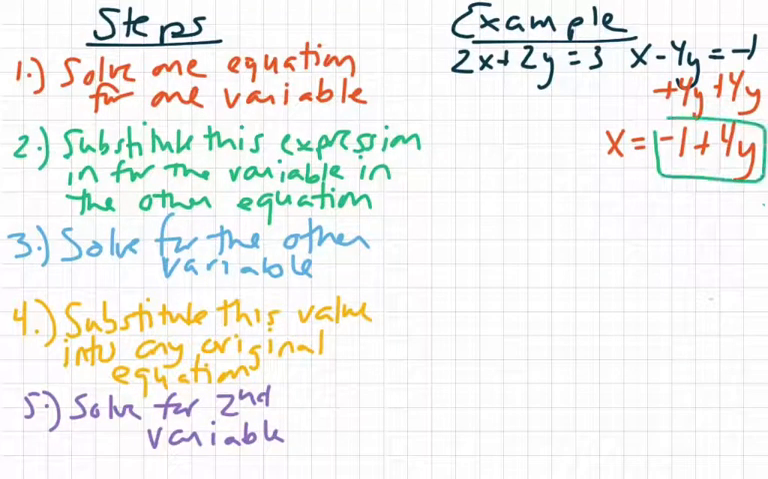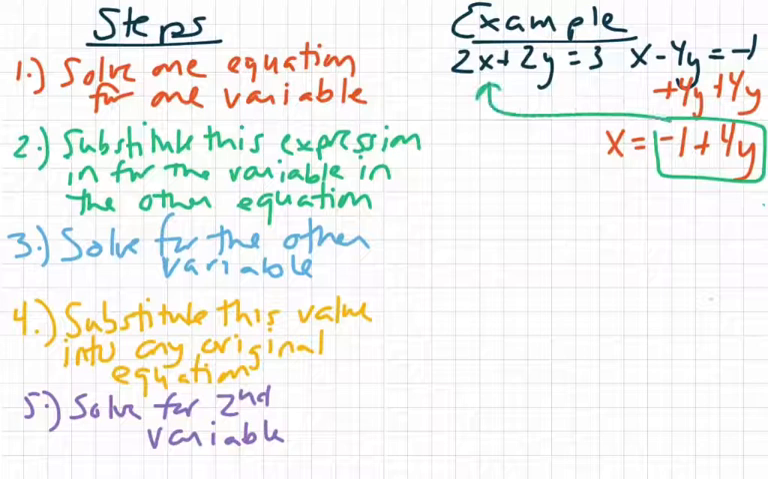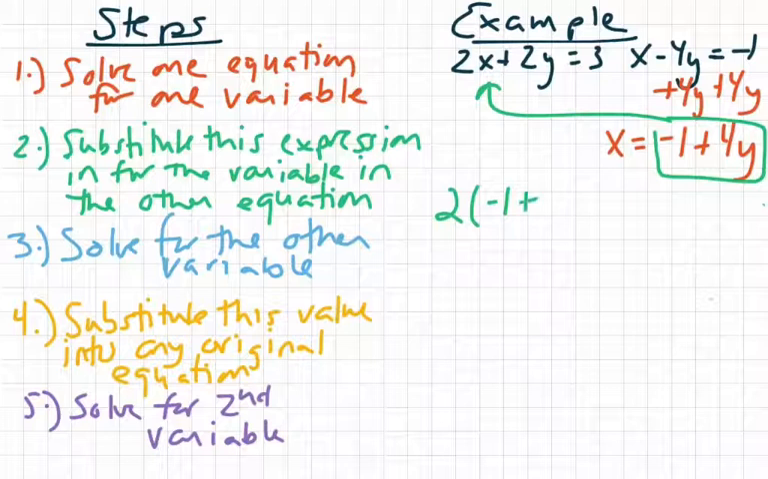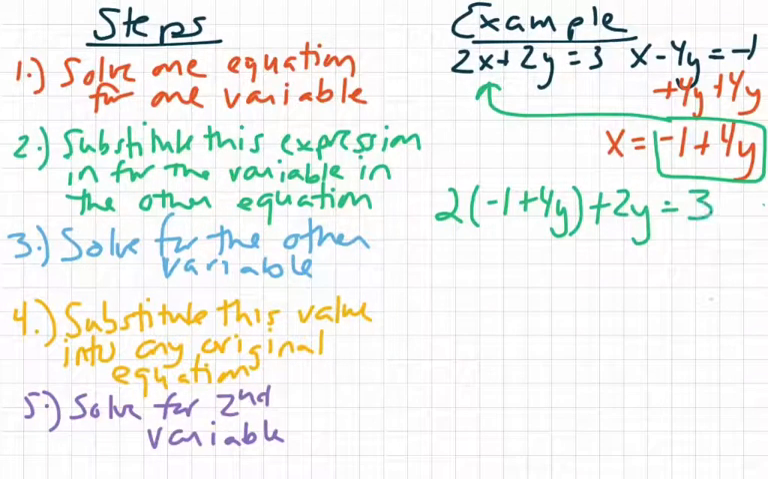So in the other equation, what we're going to do is take out the x, and we're going to plug in negative 1 plus 4y. And we're allowed to do that because x is equal to negative 1 plus 4y. We're putting in something of equal value. So we're going to have 2 times (negative 1 plus 4y) plus 2y is equal to 3. And the advantage to doing that is we've gone from an equation that has 2 variables to an equation that just has the y, which means we can do the blue step, which is solve for the other variable.